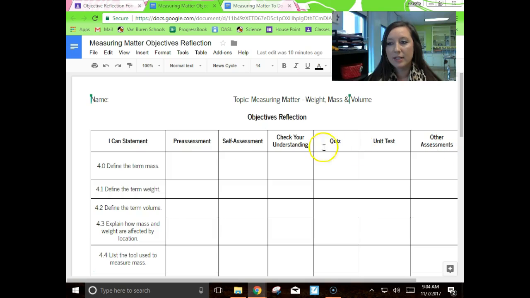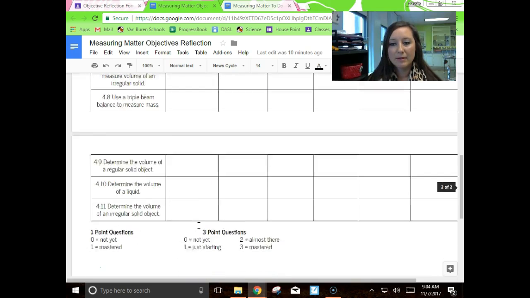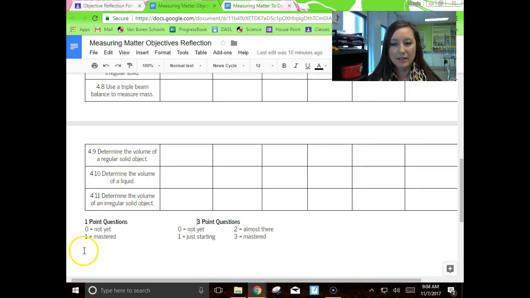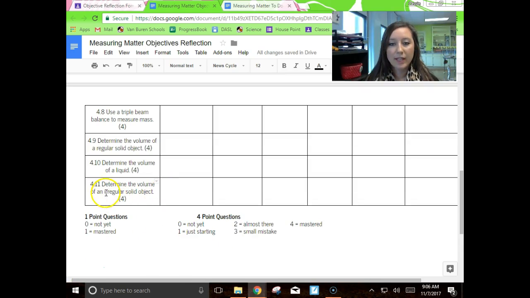Across here, I always pre-assess the students, and so they'll fill out a number. Down at the bottom is my point system. You'll see that questions are either a 1-point question or a 4-point question. If we look at 4.11, for example, determine the volume of an irregular solid object, this is a problem that's a little bit higher level thinking. It requires them to do a multi-step problem and solve for that volume. So this would be a 4-point question, and it can be on a range.